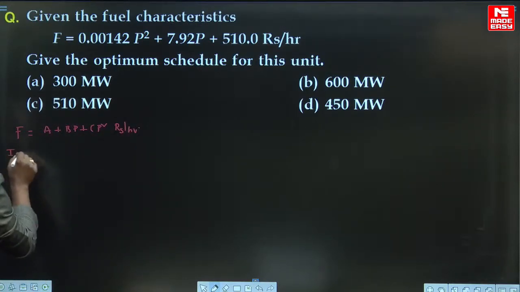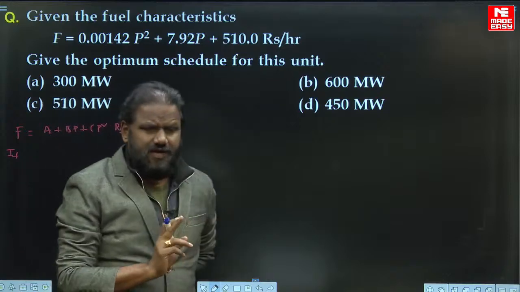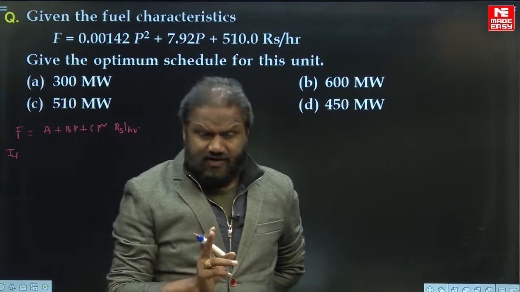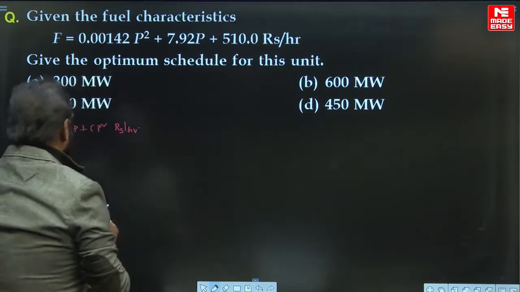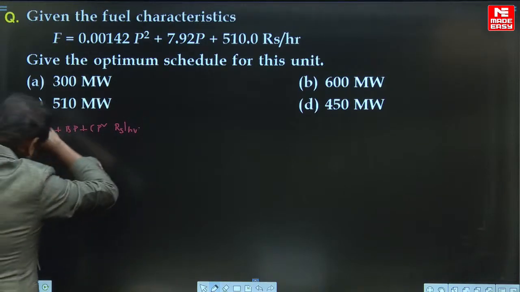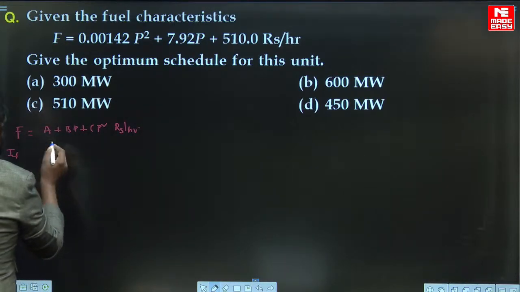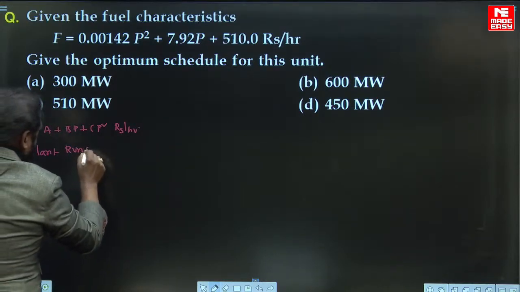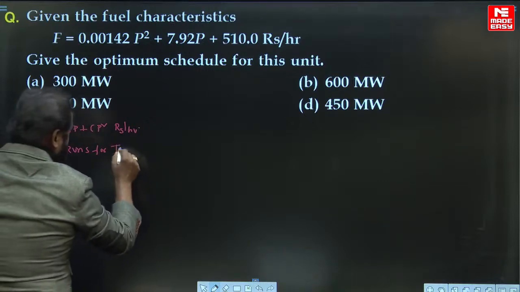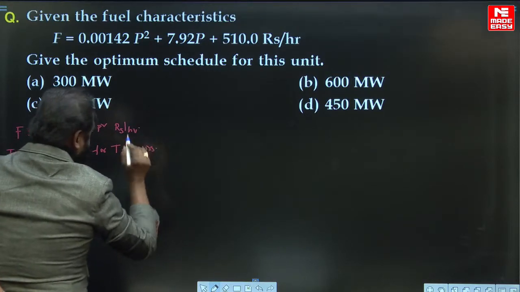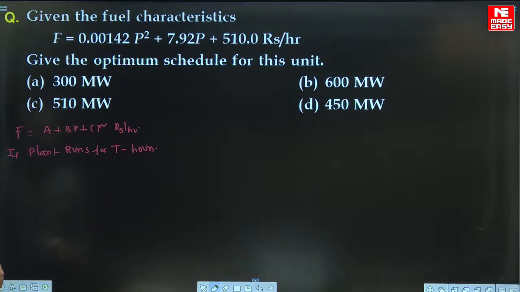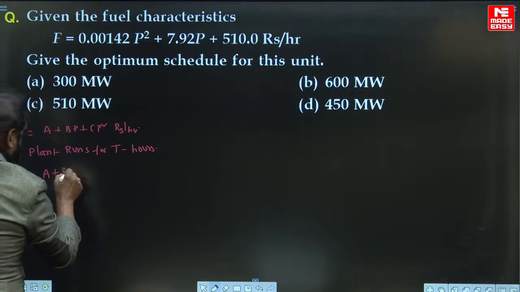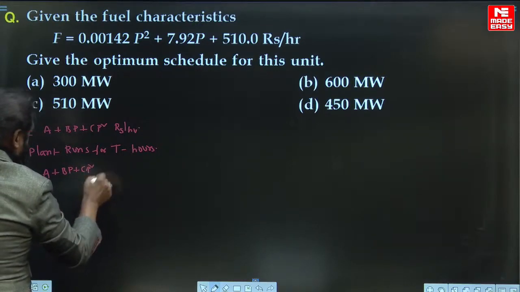Okay, listen carefully. This question is simple compared to the previous one, but I am saying that this question is very, very important. Please pay concentration. If the plant runs for T hours, then what can I say? The total cost FT equals A plus BP plus CP square, into T.